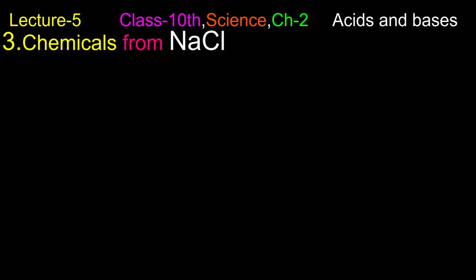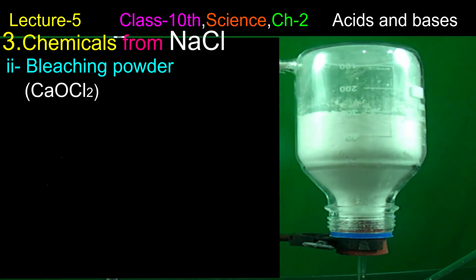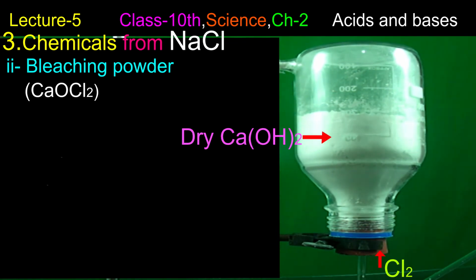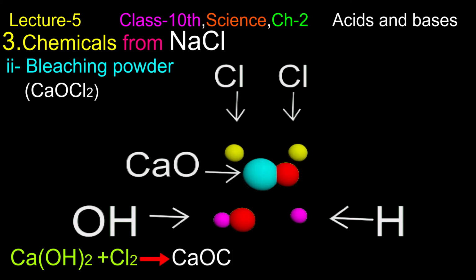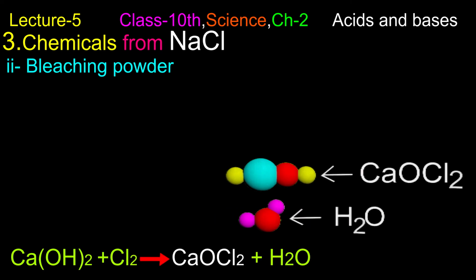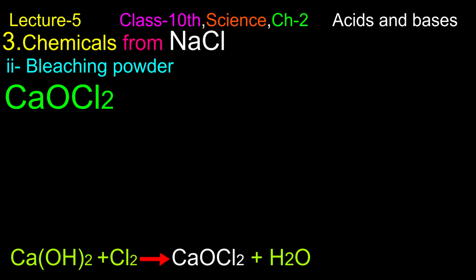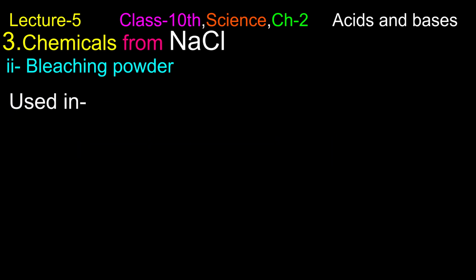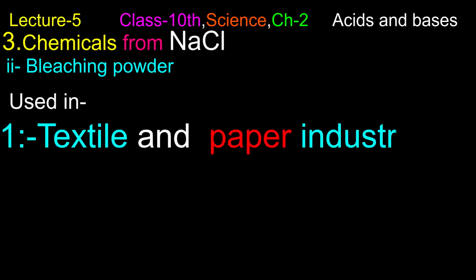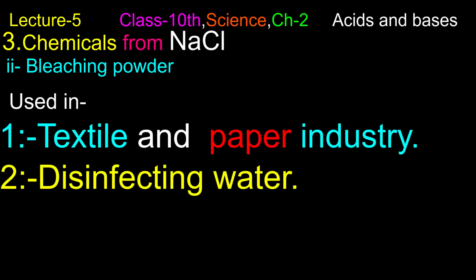Next compound is bleaching powder. The chlorine gas formed in chloralkali process is passed through dry calcium hydroxide. The reaction can be written as Ca(OH)2 plus Cl2 produce CaOCl2 plus H2O. CaOCl2 is bleaching powder. It is an oxidizing agent. It is used in bleaching in textile industry and for disinfecting water too.